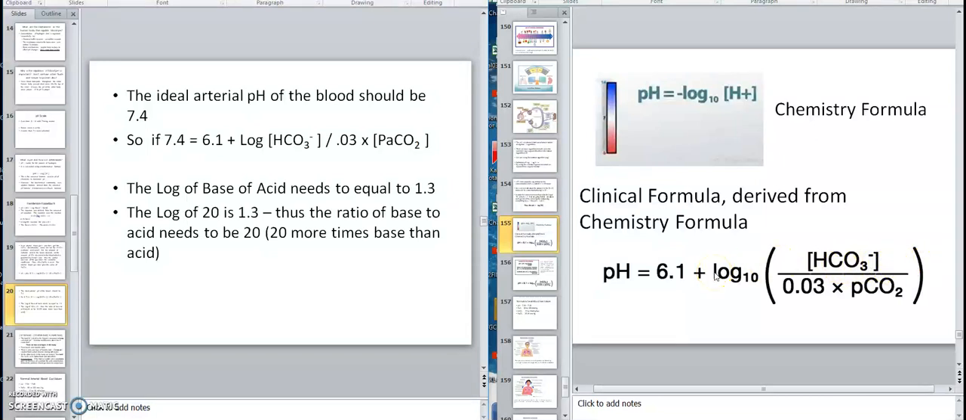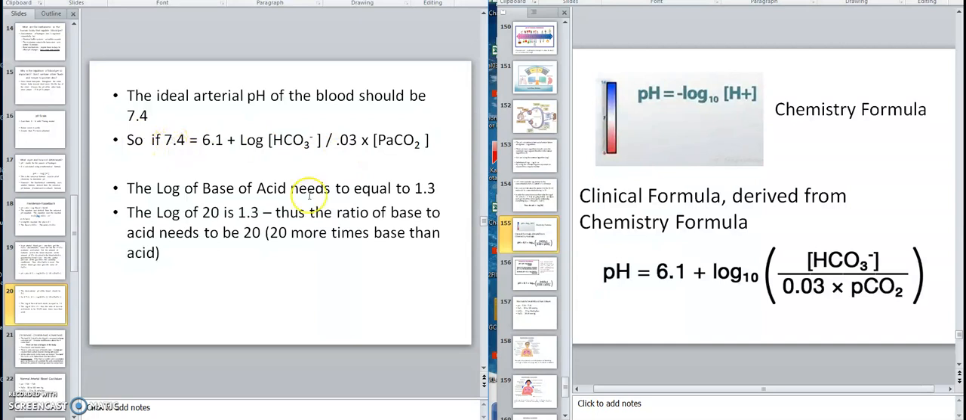Now, that means this is set in stone, the pKa. That's a constant value that you'll have. So now I have 6.1 plus this. What does this have to equal to get to 7.4 if you already have 6.1? 1.3. Doesn't take a great genius to know that. 6.1 plus 1.3 equals 7.4.